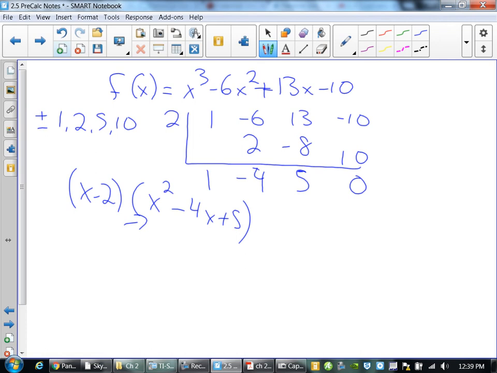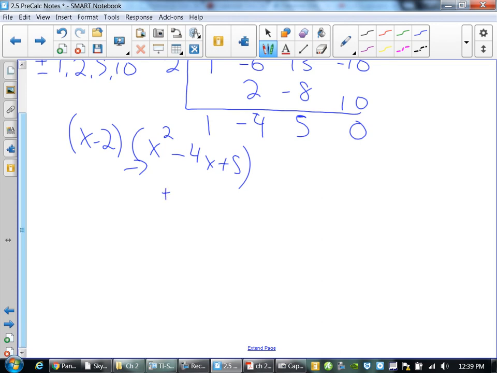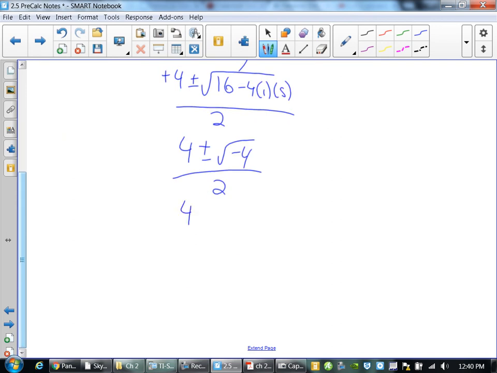Quadratic formula, very good. Use that quadratic formula. X equals -b plus or minus square root b squared minus 4ac all over 2a. So you wind up with underneath your discriminant, you get a discriminant value of -4. What is the square root of -4? Plus or minus 2i. So you wind up with 4 plus or minus 2i all over 2.